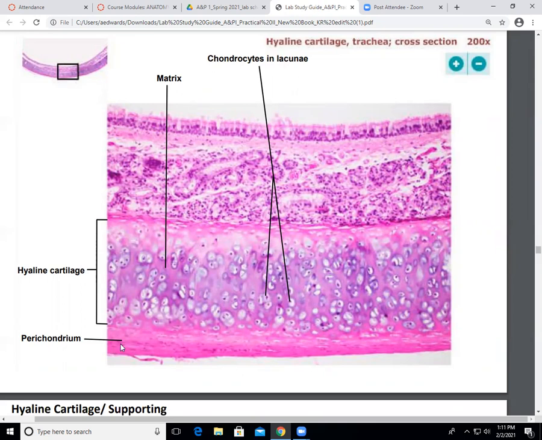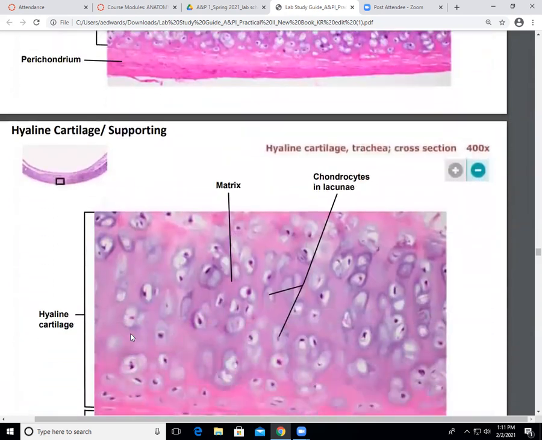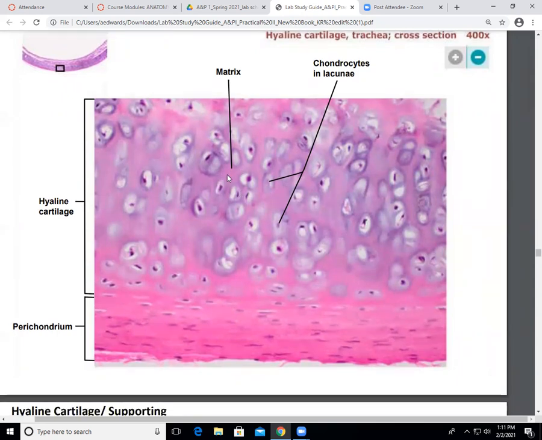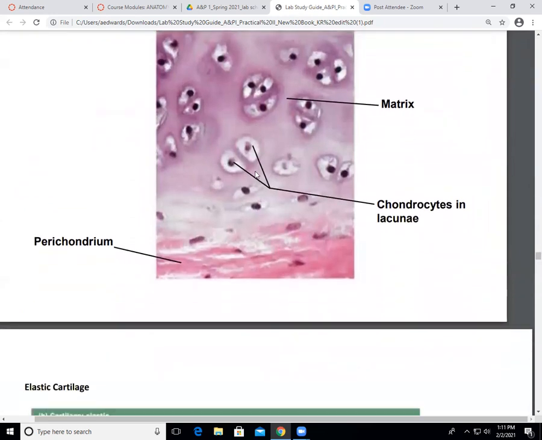And the basement membrane, essentially for cartilage, we call that perichondrium, okay? Or at least this layer underneath it. All right, again, chondrocytes in their lacunae, the matrix around them, and another view of that.